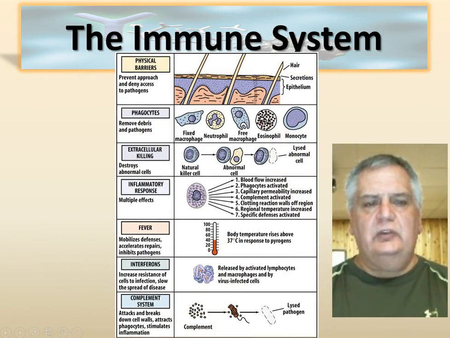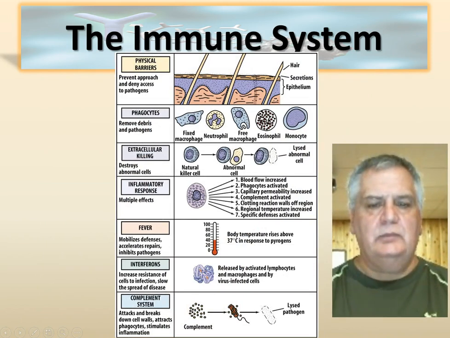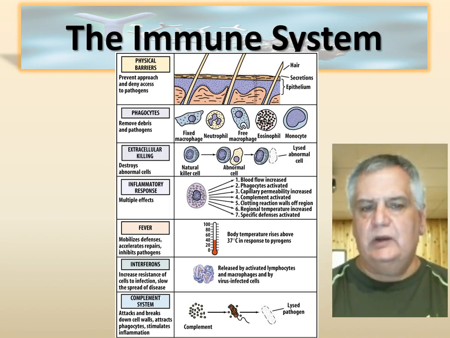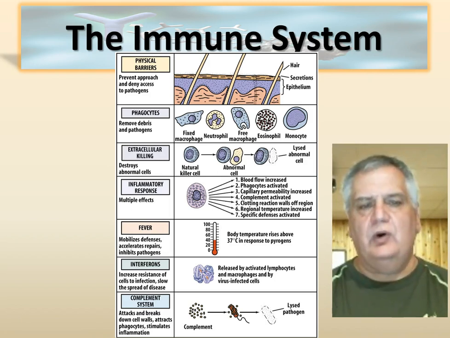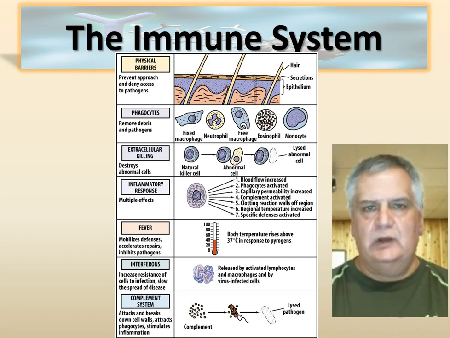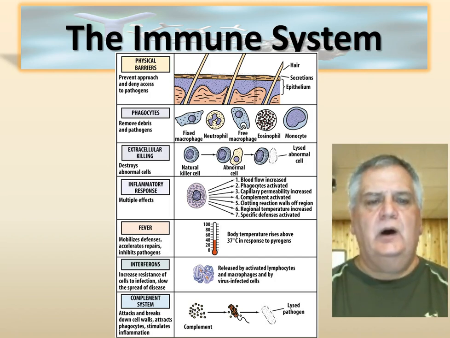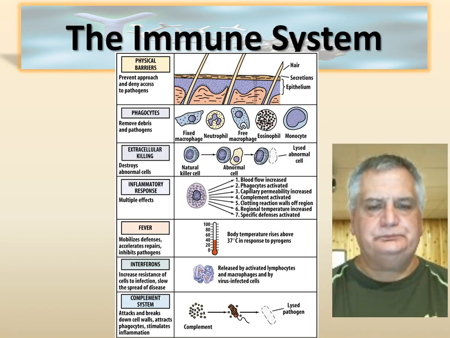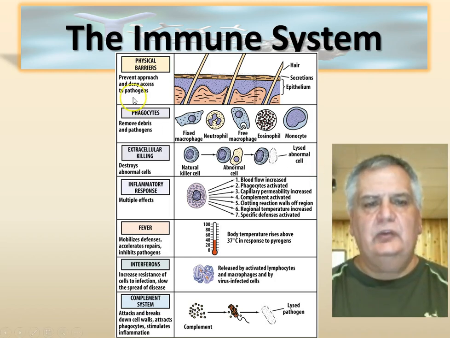Okay, so here is just a diagram, an inset that I put in here, that reviews everything as far as the first and second lines of defense are concerned. The innate defenses. So we would have physical barriers like the skin and secretions of skin like sebum. We would have phagocytic cells, which remove debris and pathogens. And so we can see some of the various phagocytic cells.